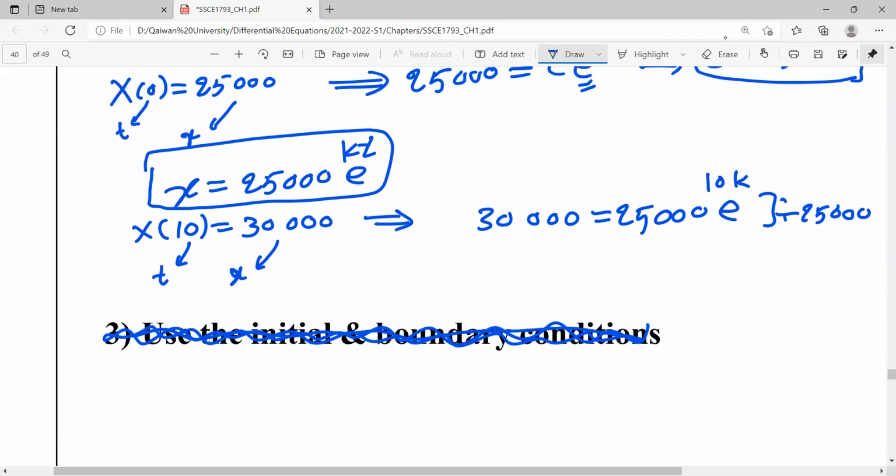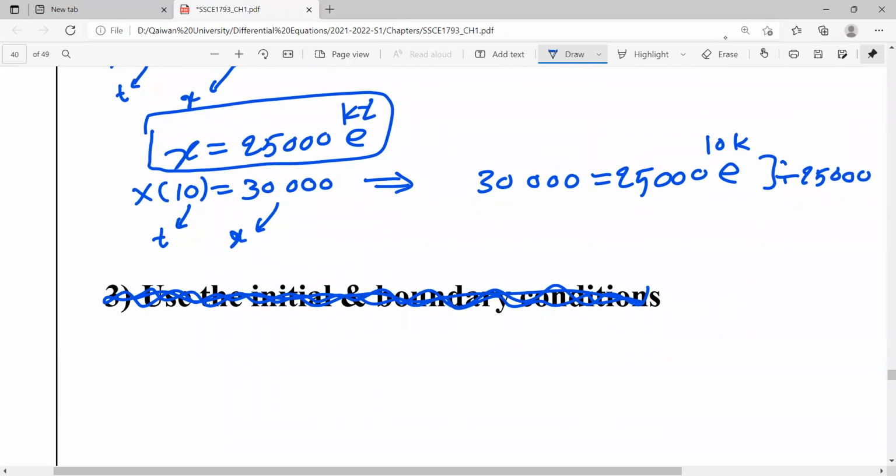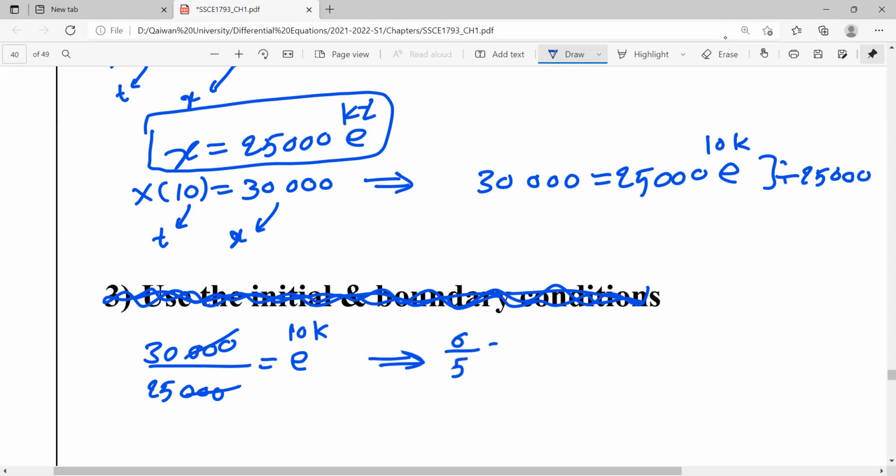Okay, we did this step before. Now if we divide both sides by 25,000, we get 30,000 divided by 25,000 equals e to the power 10k. Here we must find the value. We get 30 over 25, and we can cancel by dividing both by 5. We get 6 over 5 on the left-hand side, and on the right-hand side, you have e to the power 10k.